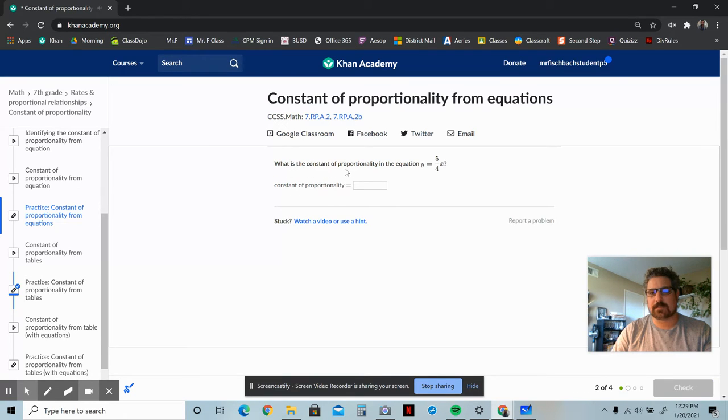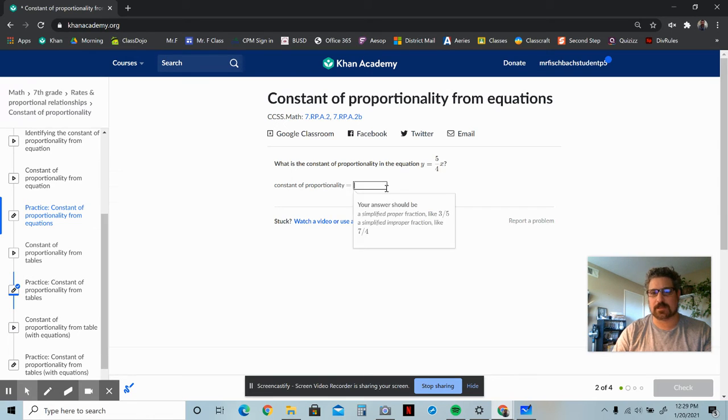It says, what is the constant of proportionality in the equation y equals 5/4 of x? Basically, what do you multiply x by? 5/4. That's your constant of proportionality. So it's just going to be 5/4, which is the same as 1 1/4, or 1.25.